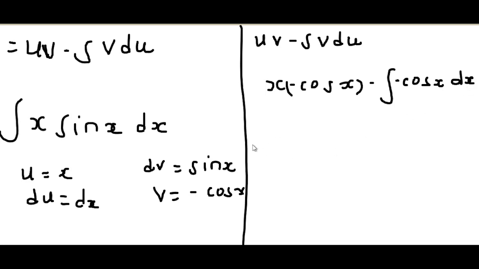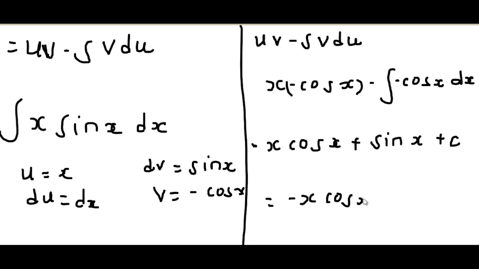So it's the same as negative x cos x. This negative, we bring it out here, so it becomes a positive. When we integrate cos x, we get sine x. So the integral of cos x dx is sine x plus c. So that's our solution: negative x cos x plus sine x plus c. Let's try another one.